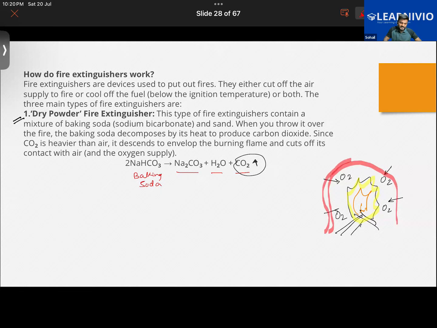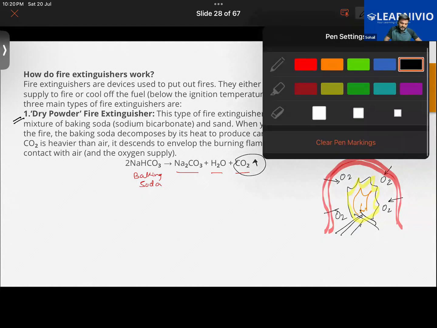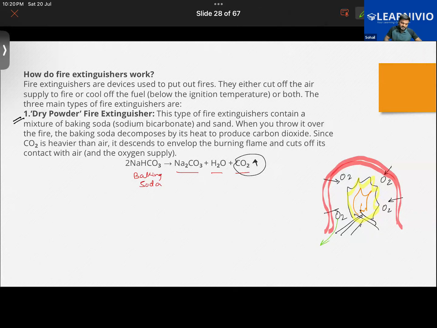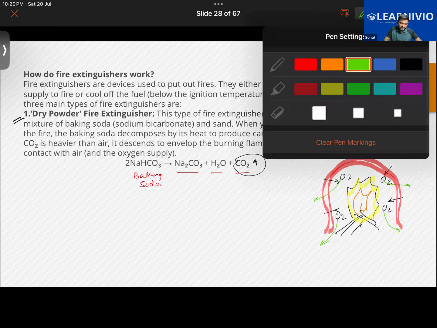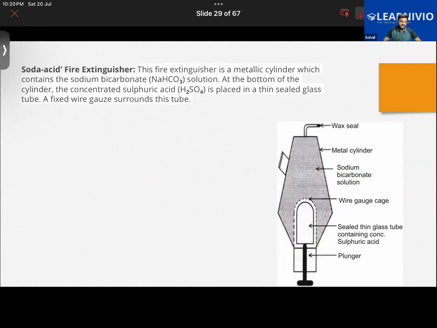And since it is heavier than air and heavier than oxygen also, the oxygen gas will be displaced from here, and the contact of oxygen or air is cut off. In this manner, it works. So hope that is clear. Next, we have the soda acid fire extinguisher. So let us understand about this one.